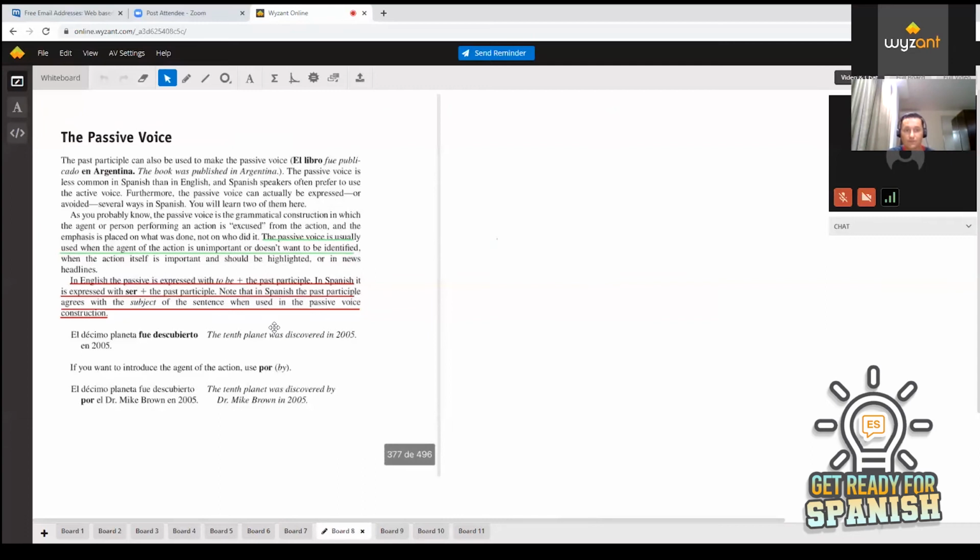Usually in English, you use to be plus the past participle. You remember the past participle, the ado ido form that we saw before? In Spanish, we use ser plus the past participle. And of course, most of the time, these sentences are going to be in the past. Okay? El décimo planeta fue descubierto en el 2005. Fue is ser in the preterite. Remember that? From Spanish two? It's an irregular verb. All these verbs that you have learned last year, including the irregular verbs that you put a lot of effort into, probably you still need it this year. Okay?